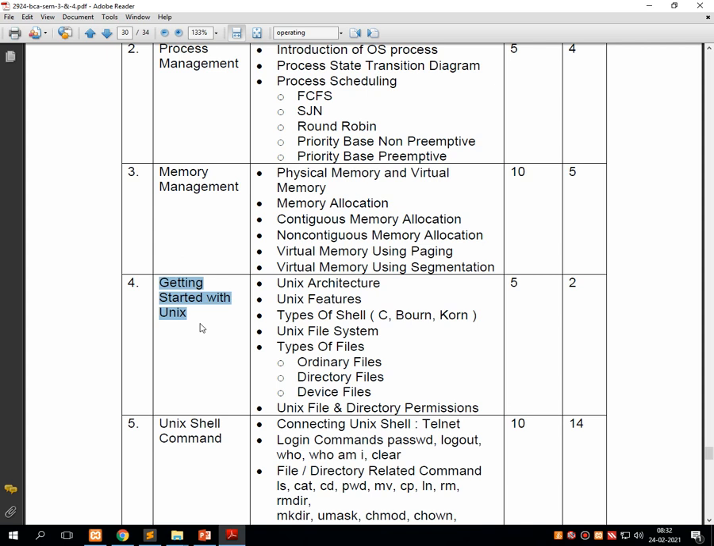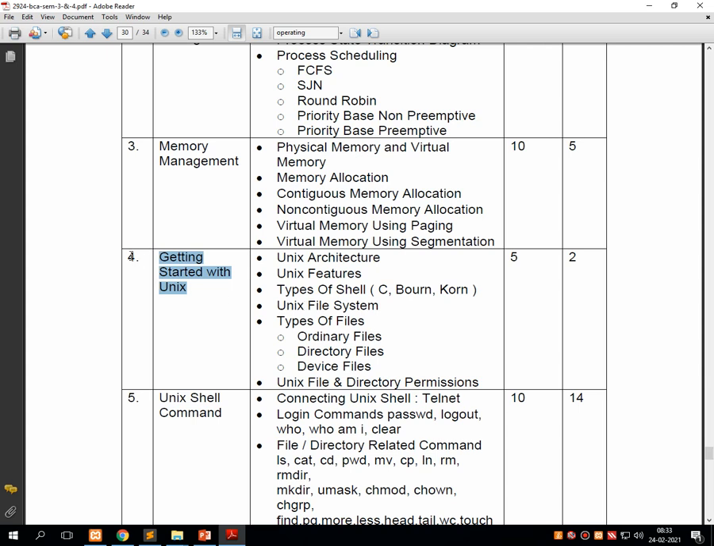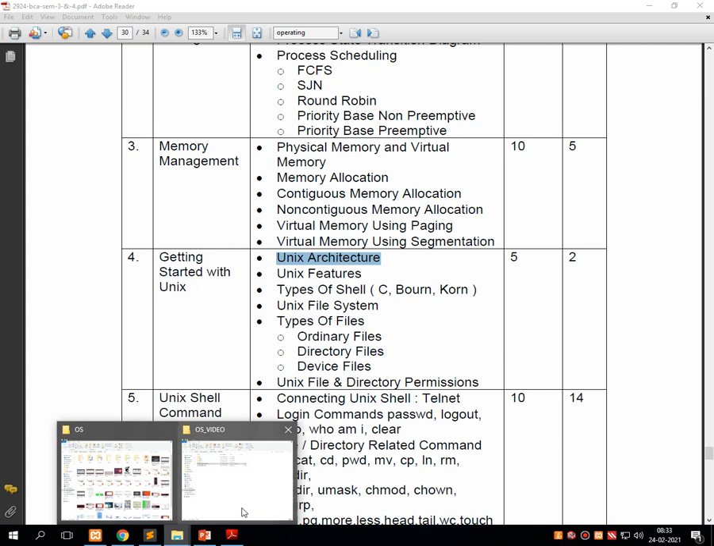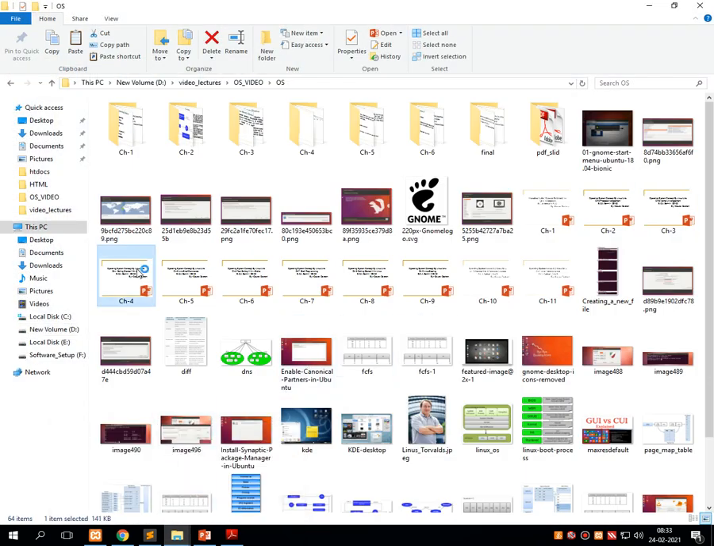So we can say that from this unit, we'll get an actual idea of the operating system called Unix. The title of our subject is Operating System Concepts Using Unix and Linux. So the introduction of Unix comes here in unit number 4. Without wasting more time, let's start with topic number 1, that is called Unix architecture. This is very important from the university examination point of view.